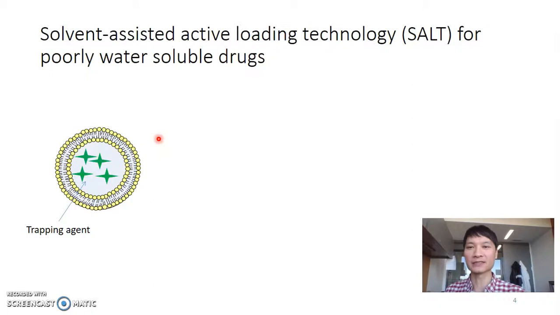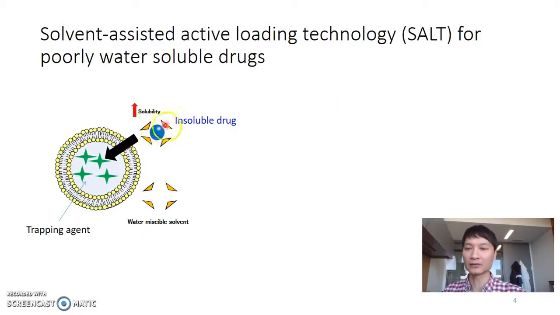But different from the standard active loading technology is that we incorporate a limited amount of water-miscible solvent, such as ethanol, DMSO, or THF. The reason that we include a limited amount of water-miscible solvent is that we want to help insoluble drugs dissolve in this mixture, but in the meantime also improve the membrane permeability to allow drug molecules to penetrate easily.